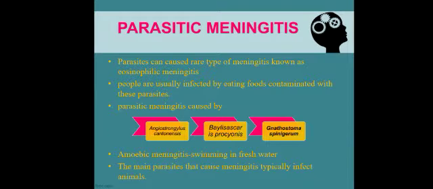Next is parasitic meningitis. Parasites cause a rare type of meningitis, eosinophilic meningitis, and usually people get affected by parasitic meningitis by eating foods that are contaminated with parasites. Parasitic meningitis is caused by Angiostrongylus cantonensis, Baylisascaris procyonis and Gnathostoma spinigerum. Amoebic meningitis is a rare type that is sometimes contracted through swimming in fresh water and quickly becomes life-threatening. The main parasites that cause meningitis typically infect animals, not humans.